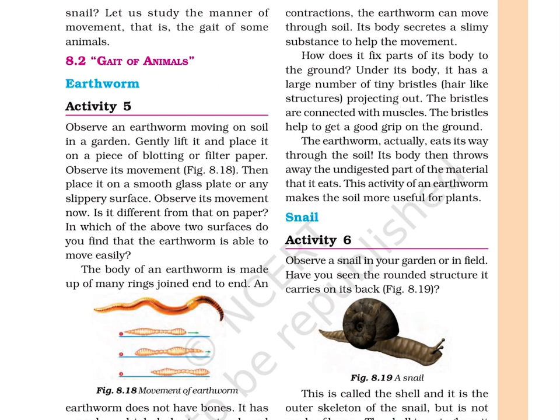Under its body, it has a large number of tiny bristles, hair-like structures projecting out. The bristles are connected with muscles. The bristles help to get a good grip on the ground. The earthworm actually eats its way through the soil. Its body then throws away the undigested part of the material that it eats. This activity of an earthworm makes the soil more useful for plants.